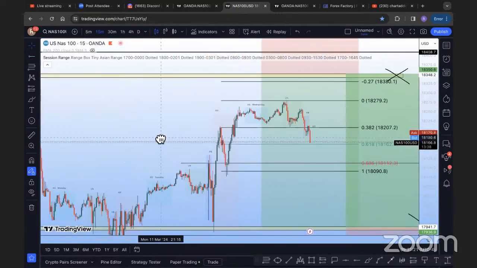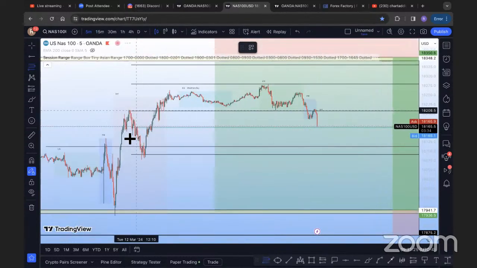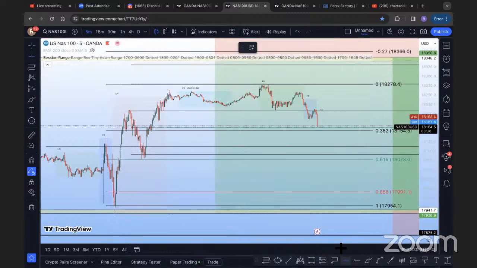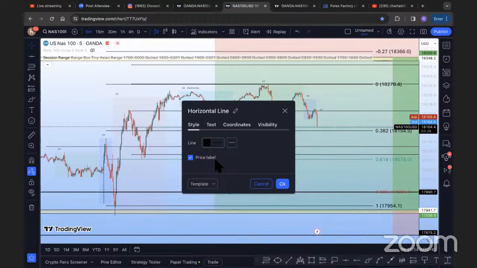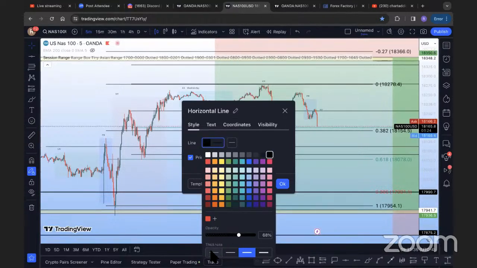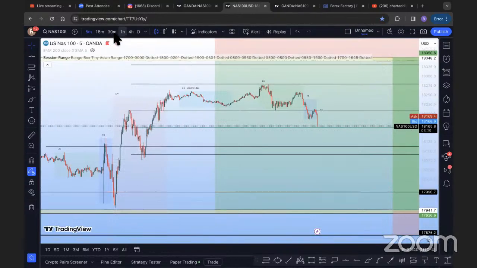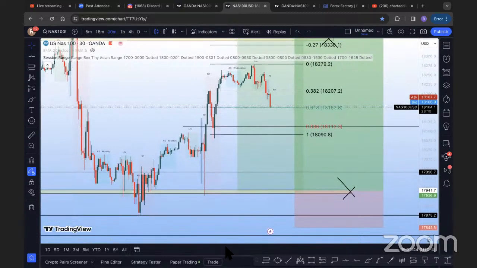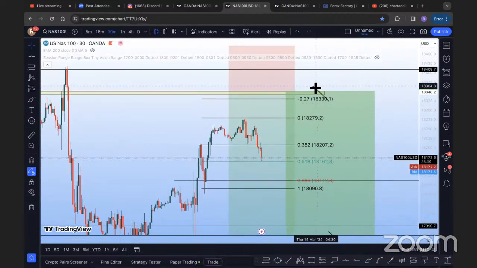All right, 886 from the break, and then we have another 886 all the way down here. Make this one a little bit thinner. Get back to the higher time frames. Clean it up, get rid of the session ranges, get rid of the annotations here.